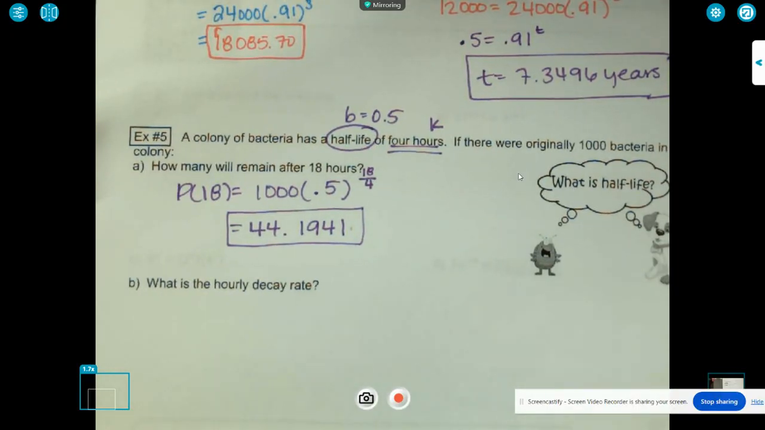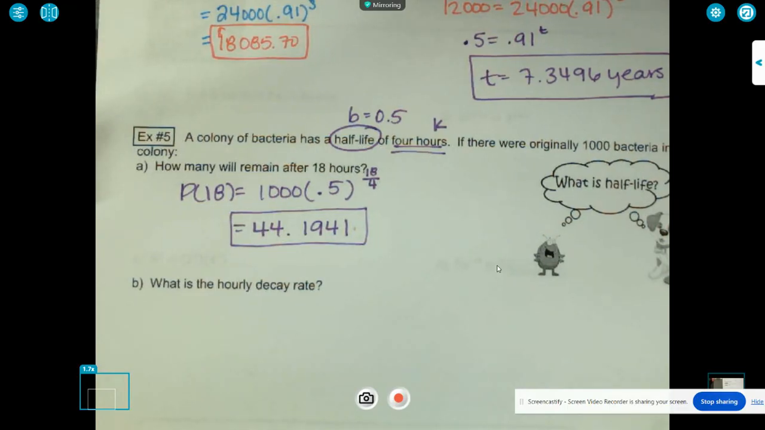Okay, what is the hourly decay rate? Well, I know it's half every 4 hours, right? So then y'all like, oh, well, that's easy. That's going to be, was that like 1/8? No, it's not. I mean, we like to think it is. It's not quite that simple, okay?